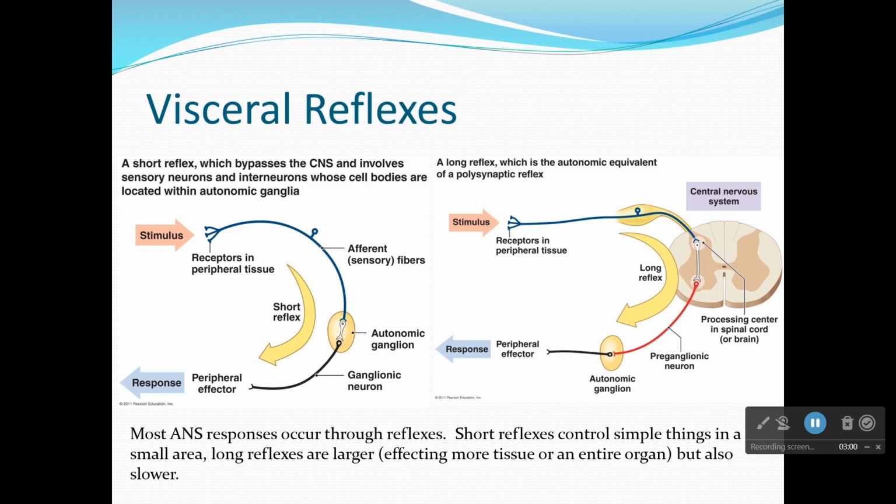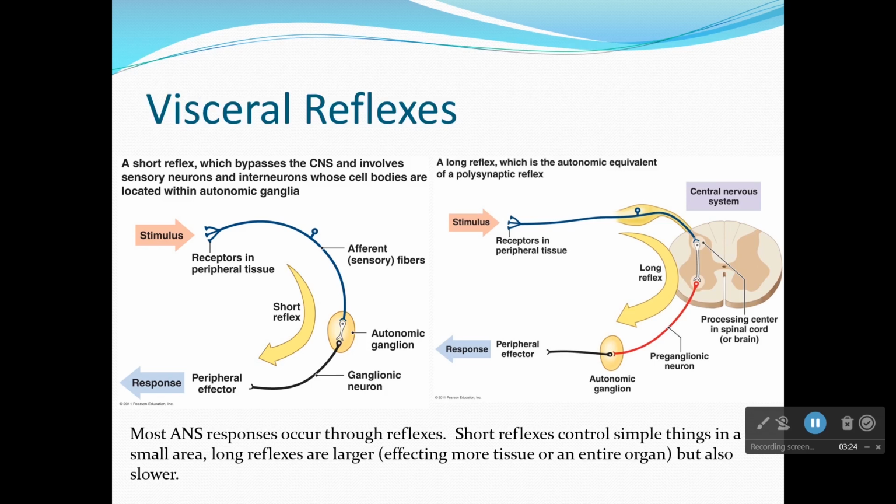Well, in the autonomic system, we have a short, fast, dumb response, and we have a longer, slower, but smarter response. So depending on what the stimulus is and what the body's intelligent response would be, we can see either of these. Okay, so let's do the quick one first.